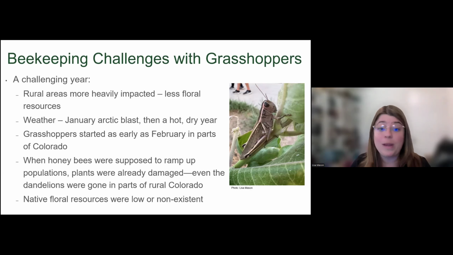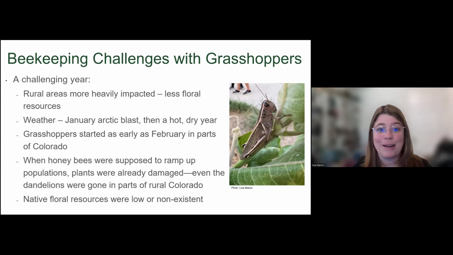In many parts of Colorado, we started seeing grasshoppers as early as February. So the grasshoppers are already munching on that plant material. When honeybees then emerge, when the weather gets warmer, they typically are active on days where the temperature is 50 degrees Fahrenheit or higher. So they're emerging and they're starting to ramp up their population. And when they're supposed to be ramping up, a lot of that plant material that they would normally forage on was already decimated by grasshoppers. And even the dandelions, in many parts, they didn't even have dandelions to forage on.